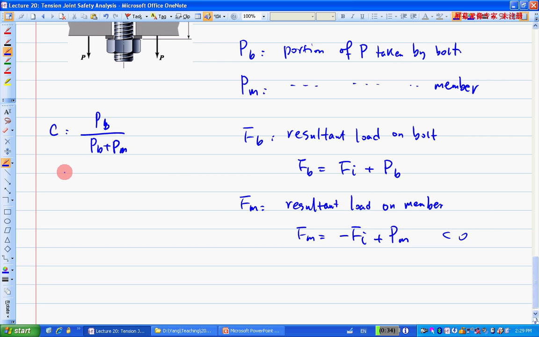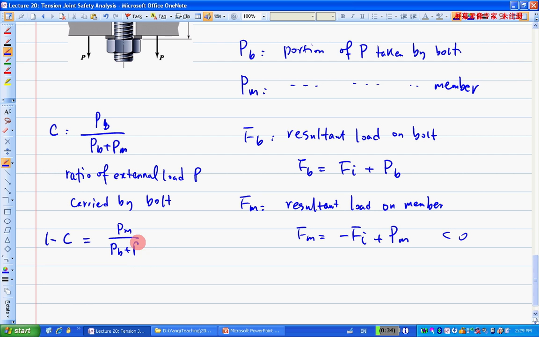So this is C here, basically called the ratio of external load P carried by the bolt. Then 1 minus C, which is PM over PB plus PM, is basically the fraction of the external load P carried by the member, right? So that's the C value here.